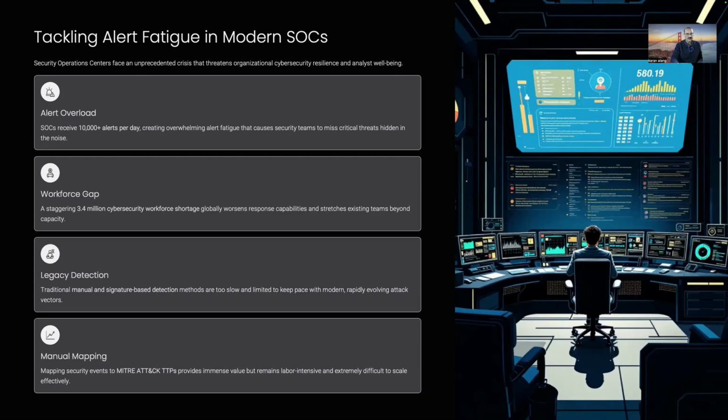What compounds the problem is there's a staggering 3.4 million cybersecurity workforce shortage, which essentially means that they're handicapped even more and again tend to miss the critical threats hidden in the noise. The legacy detection methods, the traditional manual and signature-based detection methods, are very slow, limited, and cannot keep up with the modern, rapidly evolving attack vectors. Then the manual mapping does not help either. Mapping the security events to MITRE ATT&CK TTPs provides immense value. But again, it is very labor-intensive and extremely difficult to scale effectively.